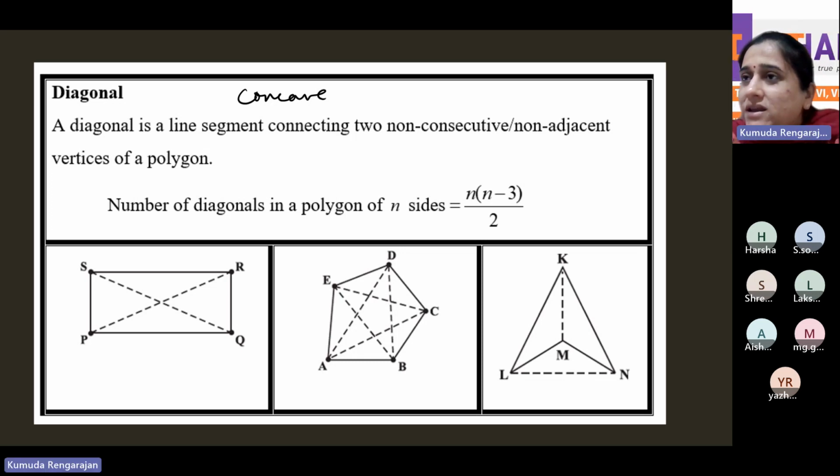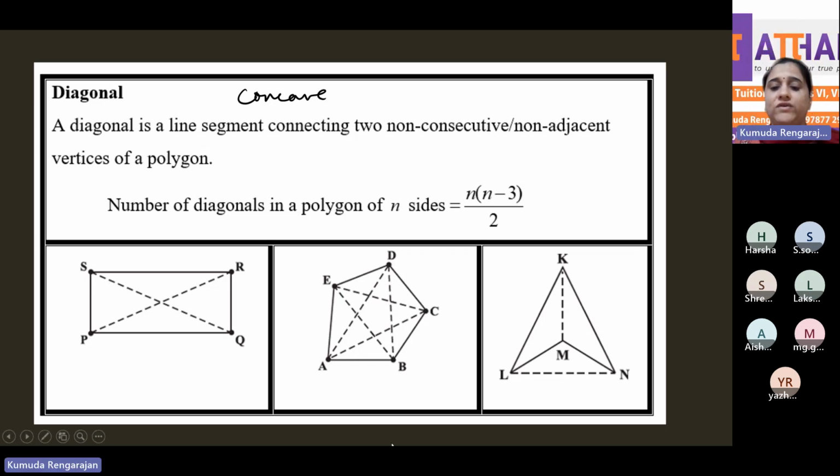If at least one angle measures more than 180, that is, if it's a reflex angle, then the polygon is a concave polygon. More than 180 but less than 360 is a reflex angle.